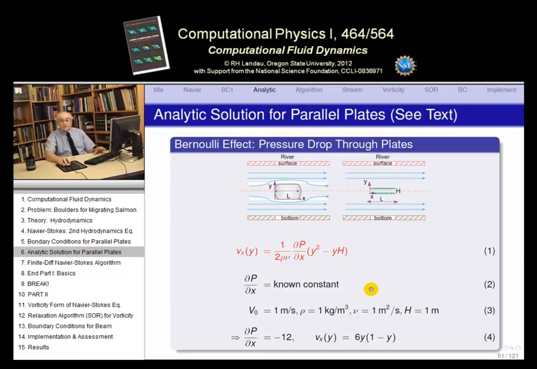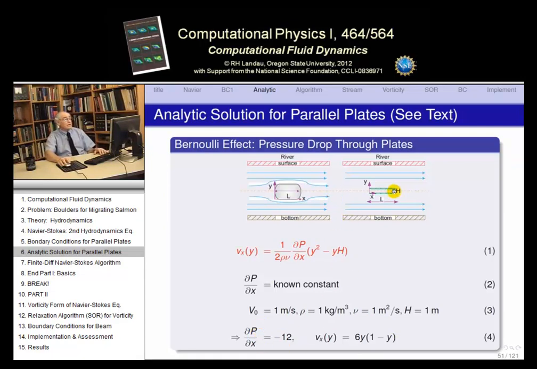If you put in some constants, which we use in the code to solve for, some typical values for densities, velocities, viscosities, the solution is a constant dp by dx, lowering pressure.